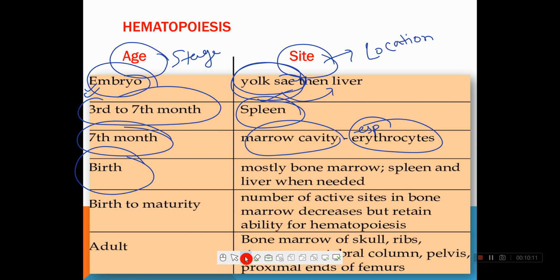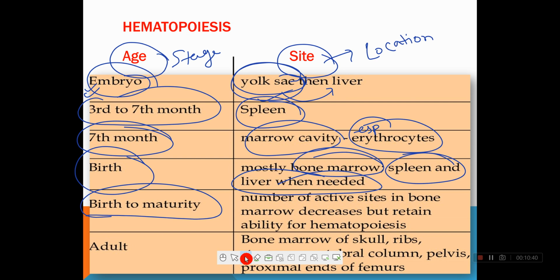At birth, hematopoiesis mostly occurs in the bone marrow, but also in the spleen and liver when needed. At the time of need, it mostly produces in the bone marrow only. But when there is an excessive need for blood cells, then the spleen and liver will also produce blood cells. Then from birth to maturity, as we have discussed in an earlier video also, the bone marrow converts from red bone marrow to yellow bone marrow as the infant changes into an adult. Thus, the number of active sites in the bone marrow decreases, but it still has the ability to produce blood cells.